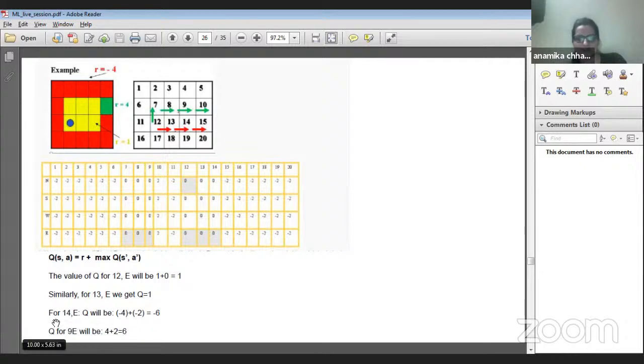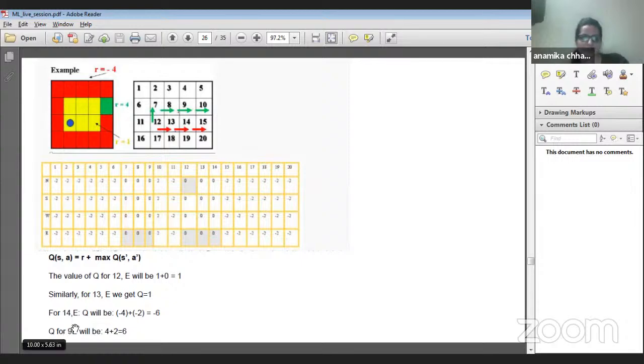Let's take another example over here. When you move from 14 to east, this is 14 and you're moving towards east. When you're moving towards east, you get a negative reward, that is -4, right? You're moving from this state to the red state. So you get a -4 reward. So you write -4 here. Now, when you reach 15, from 15, whichever action you take, these are the Q values. From 15, if you go north, south, west, east, these are the Q values. You take the maximum out of these, which is -2, and you sum it up, you get -6. So this is the updated Q value.